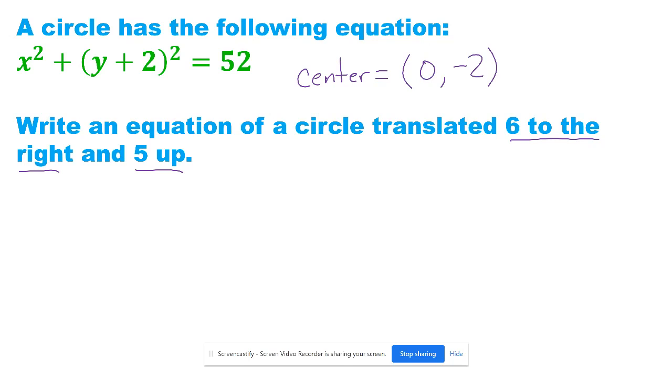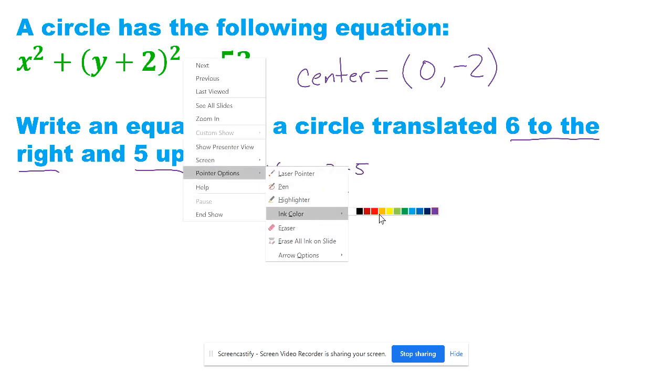Now we want to do the same thing we did before. We take our 0, that's our x coordinate. It said 6 to the right. Right means positive, we're going in the positive direction, so we do plus 6. And we do the same thing with our y coordinate. We were at negative 2. We go 5 up. Up is positive, so we add 5. What we end up with: 0 plus 6 is 6, negative 2 plus 5 is 3. So our center is at 6, 3. That's what we're going to put into our equation.